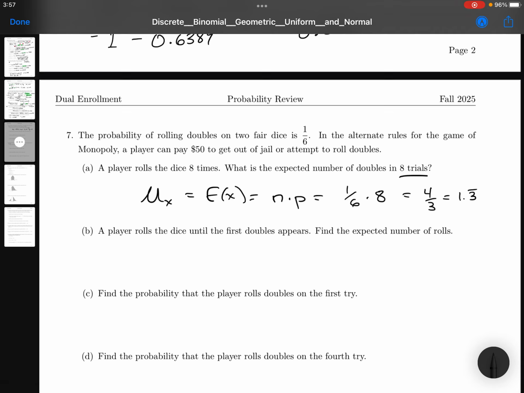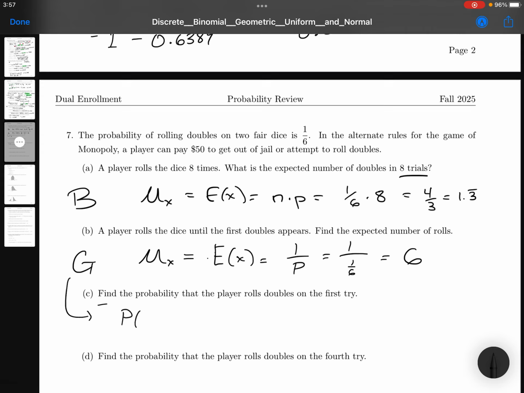B, the player rolls the dice until the first doubles appear. Okay, now this is geometric. So the mean, or expected value, is 1 over the probability, 1 over 1/6, or 6 rolls before you get your first doubles. Find the probability that the player rolls doubles on the first try. Well, that means we have geometric. Probability x equals 1 is just 1/6.